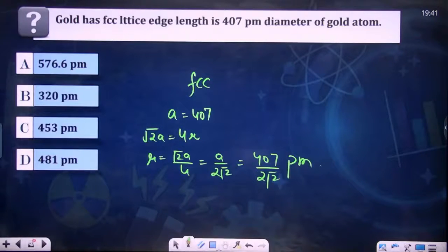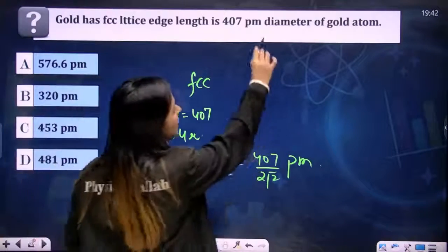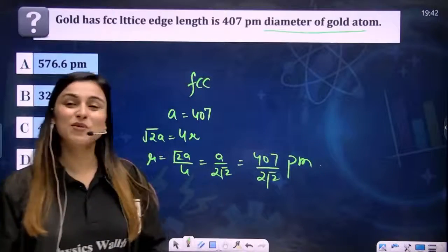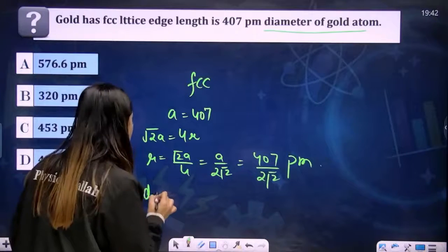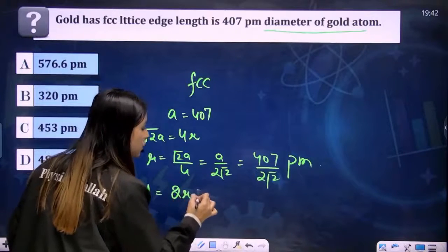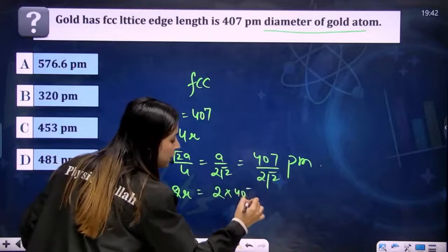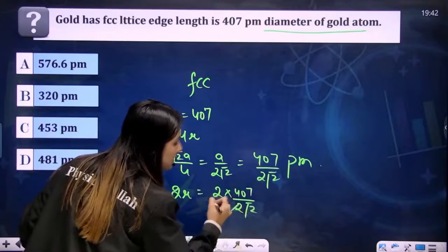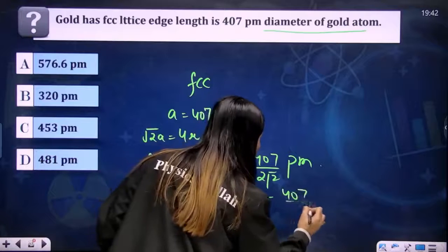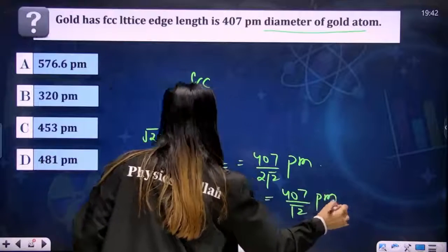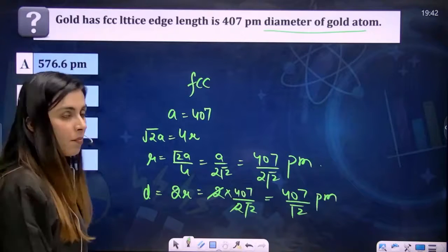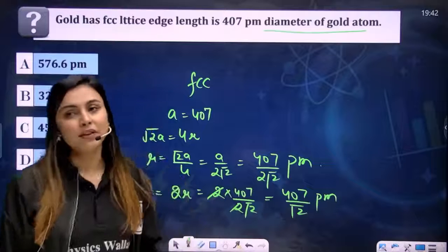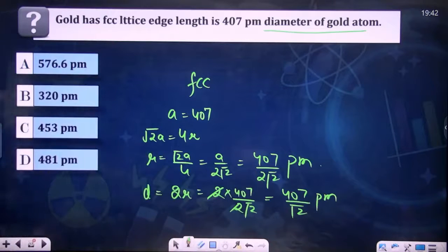Very easy. No, you have to calculate the diameter of the gold atom, not the radius. So the diameter d would be equal to 2r, which is 2 into 407 upon 2 root 2. You can cancel 2. So 407 upon root 2 picometer will be the diameter, and this will be your correct answer. I hope you're clear with this. Perfect. You can pause the video, write it down, and then we'll move forward.